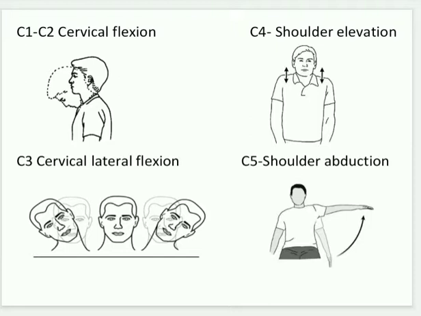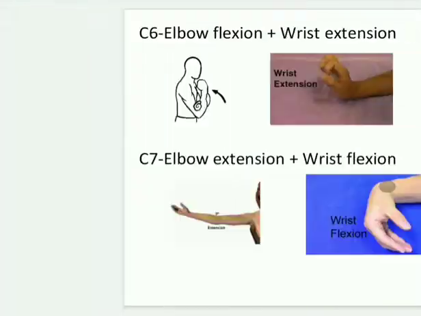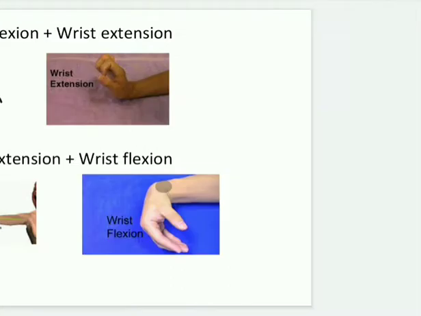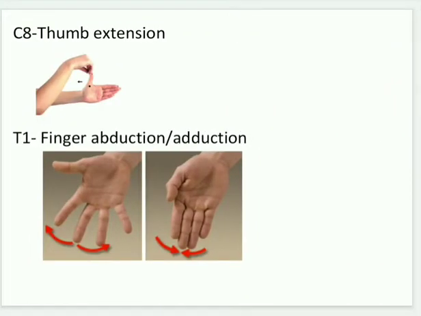If we go into C1 and C2, it is for cervical flexion. These are some of the myotomes in our body. C3 is your cervical lateral flexion. C4 is your shoulder elevation, that is your shrugging of shoulders. C5 is your shoulder abduction. C6 is your elbow flexion and also the wrist extension. C7 is your elbow extension and wrist flexion. C8 is your thumb extension. T1 is your finger abduction and adduction.